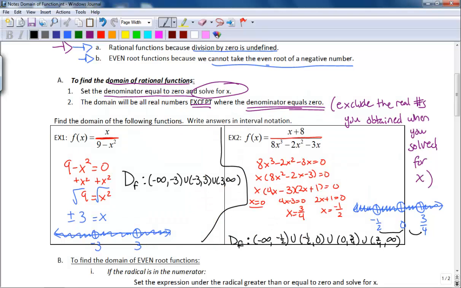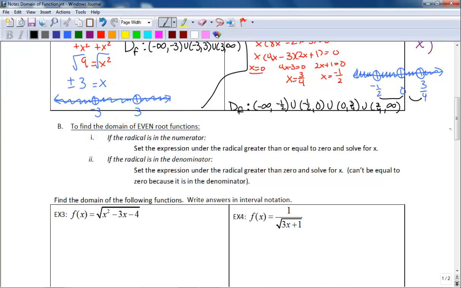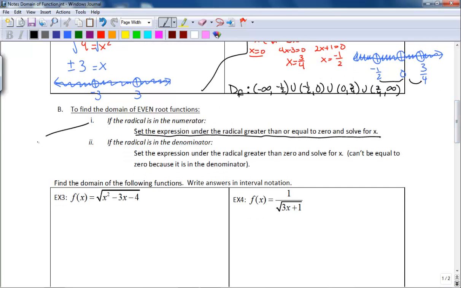Alright, well, how do you find the domain of an even root function? To find the domain of an even root function, we have to split this up into two separate things. If that radical is in your numerator, like in example 3, what you do is you set the expression under the radical greater than or equal to 0 and solve for x.